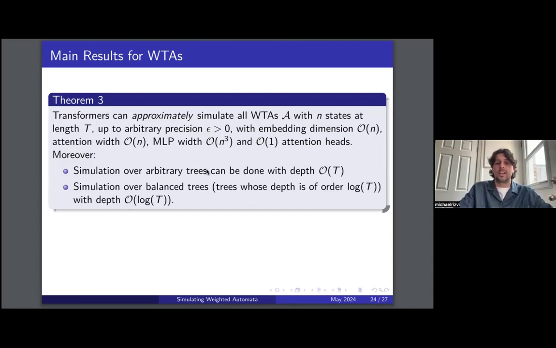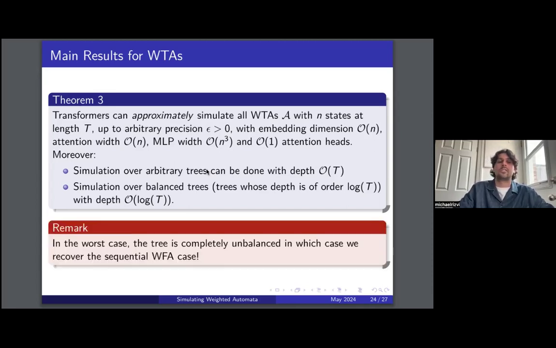What's interesting is that over balanced trees, we can actually achieve a depth of log t, but over arbitrary trees, we can't do better than depth O of t. An interesting remark, though, is that in the worst case, the tree is completely imbalanced. So we have something like a comb, and this comb-type tree is actually quite similar to what we would recover in the sequential WFA case.